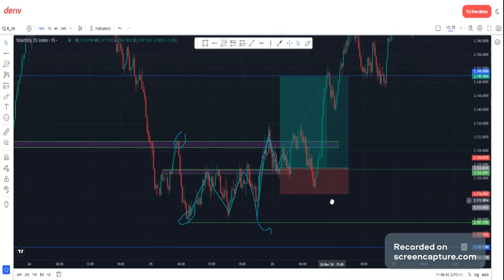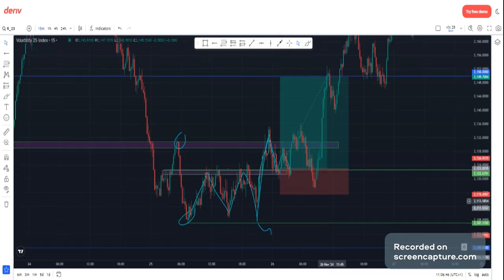So let's continue the teaching. I saw that price retested around that zone, and all of a sudden price started buying from that region.